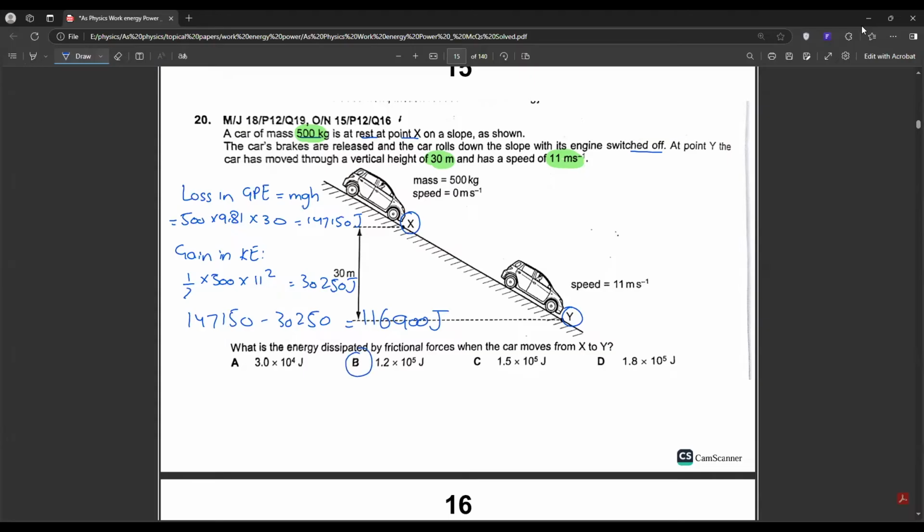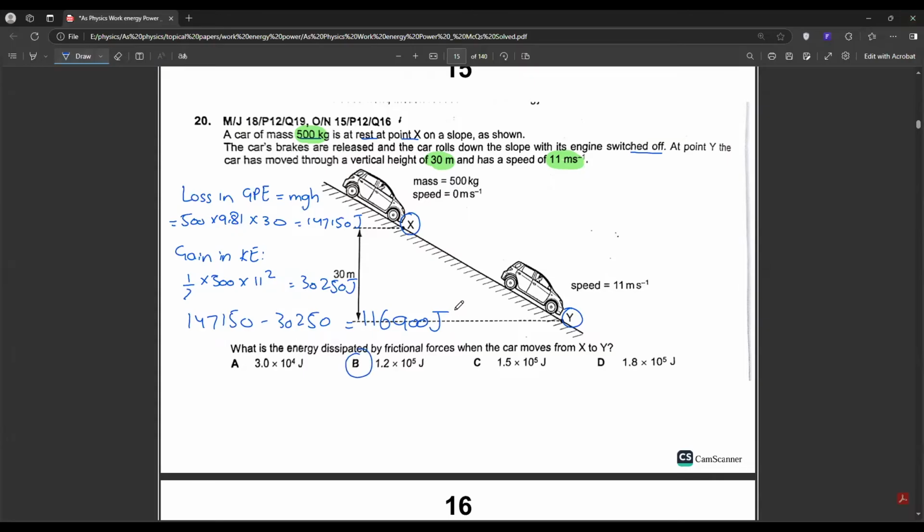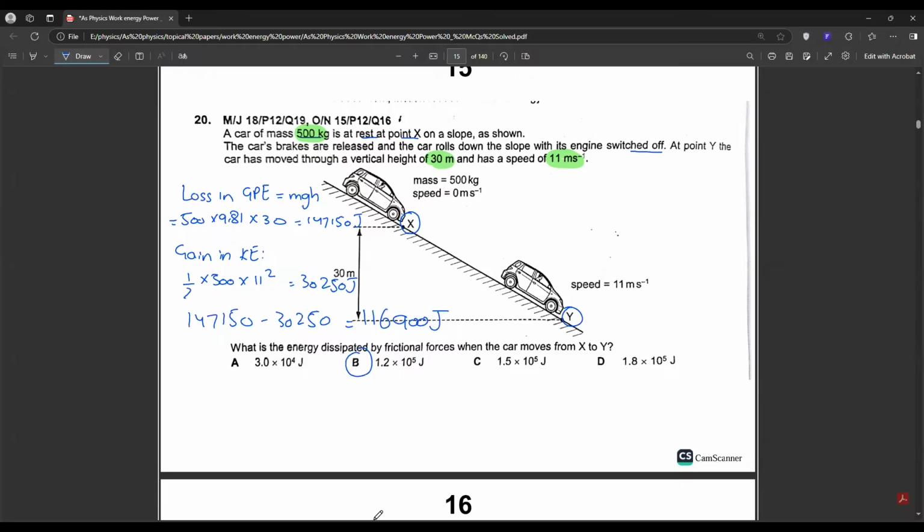Any options like that? B is your answer. Let me check it as well. The answer for 15 should be B. One second. Yeah, the answer for 15 is B. Perfect. Let's move ahead.